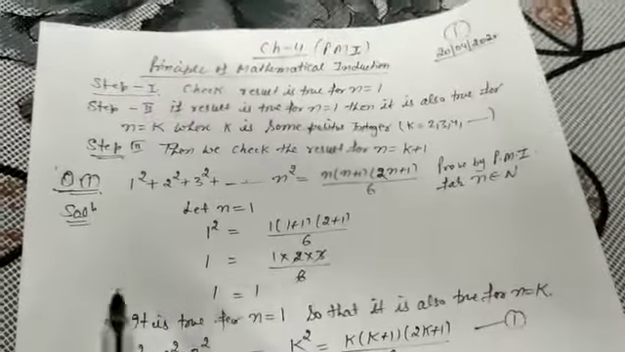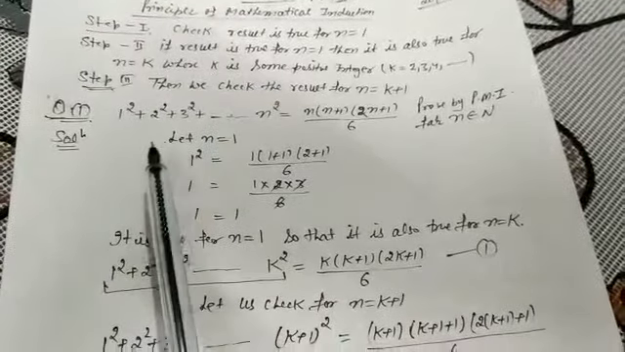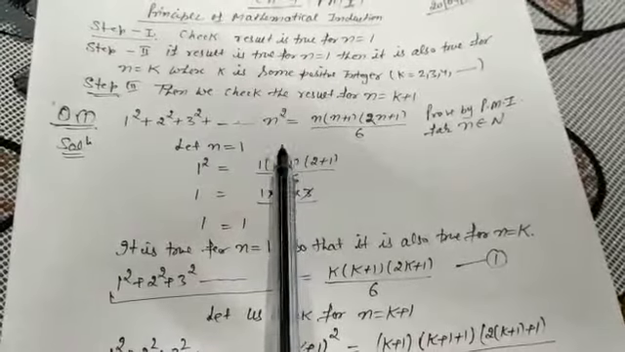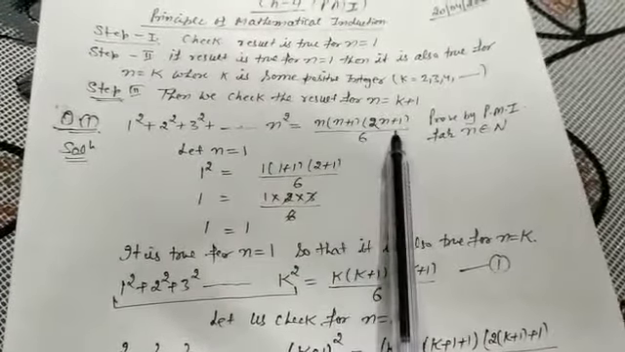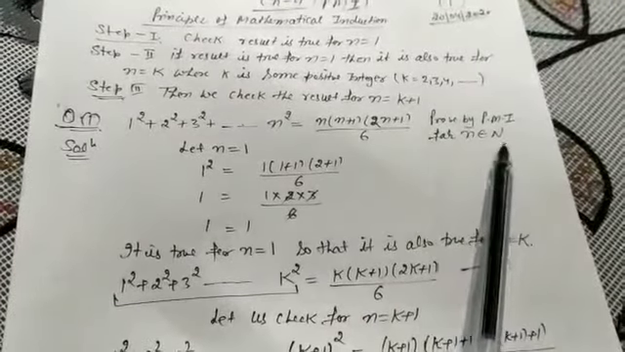Now let us start the question. First step, a statement is given to you: 1 square plus 2 square plus 3 square up to n square, and its result is n into n plus 1 into 2n plus 1 upon 6. Prove by the PMI where n belongs to natural number.